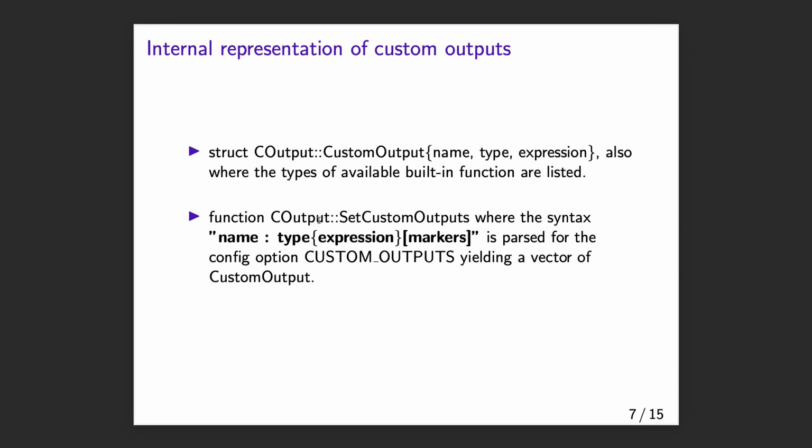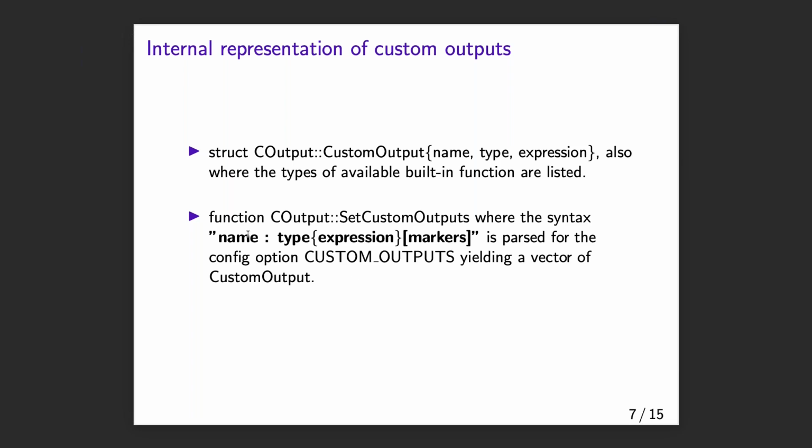And then there's a function also of C output that parses this syntax of name, colon, type, expression markers. If you're wondering why I've used colon instead of equals, it's because equals is already used for all the other config options. And parentheses was kind of ambiguous because you can use parentheses on the expression itself. So this makes it a lot easier to just break this thing into chunks. That's where the syntax came from.